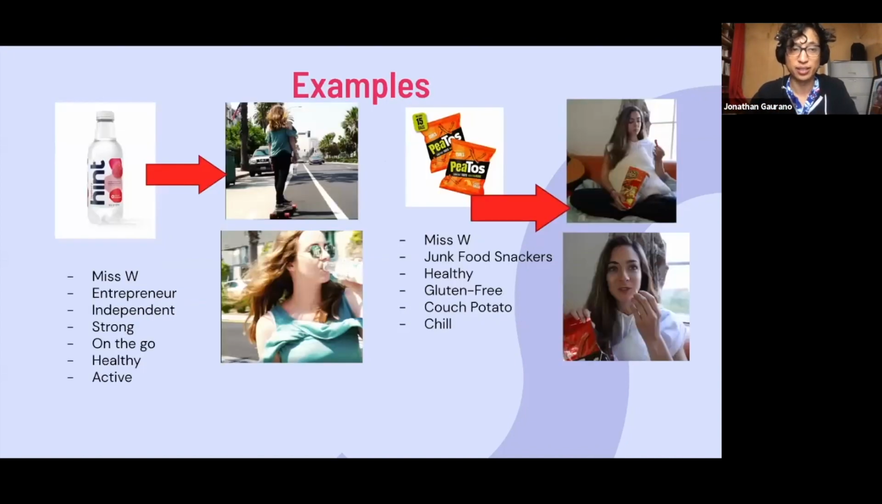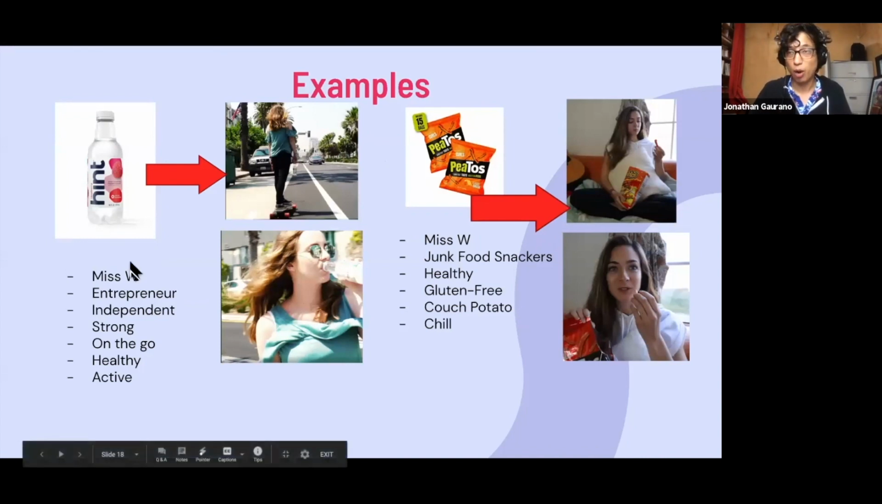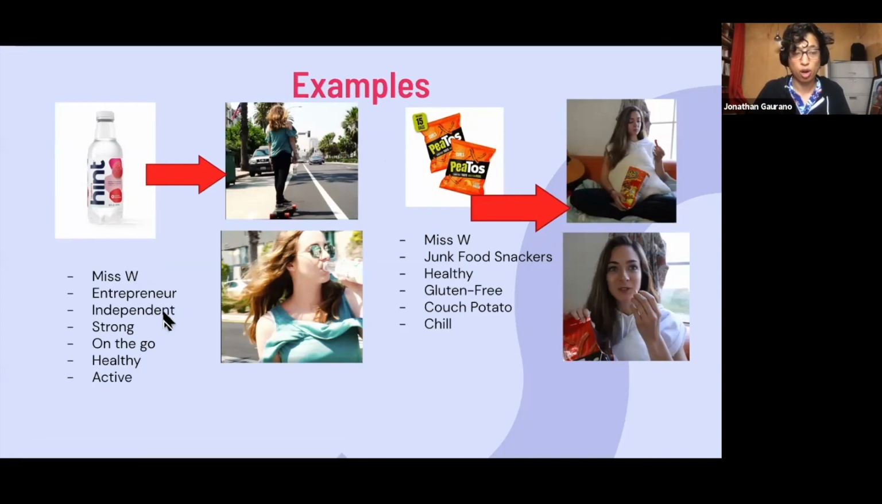So here is an example, okay? Hint's demo is Miss W, which is women who shop at Whole Foods: entrepreneur, independent, strong, on the go, healthy, and very, very active. The person that we decided to use here was a woman who is independent, strong, on the go. She's riding a skateboard out in the day. So now when consumers are looking at this, and the demo was 35 to 45-year-old women, they're like, oh my gosh, I can relate to this.